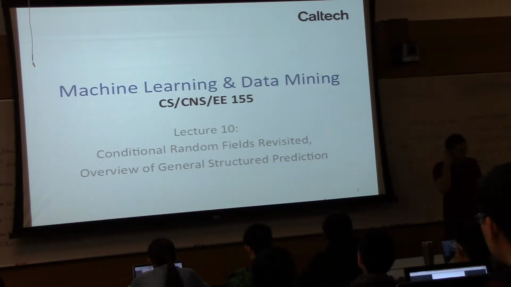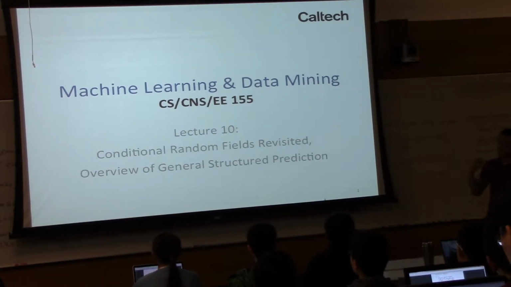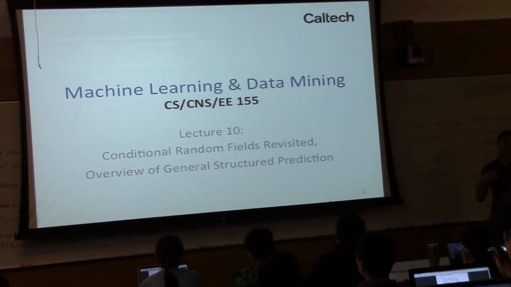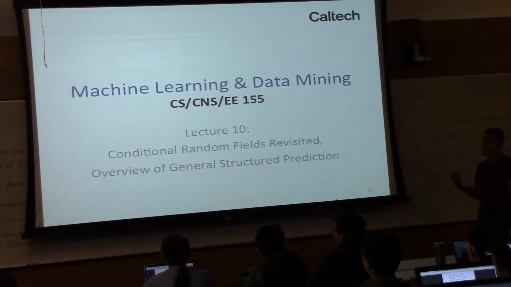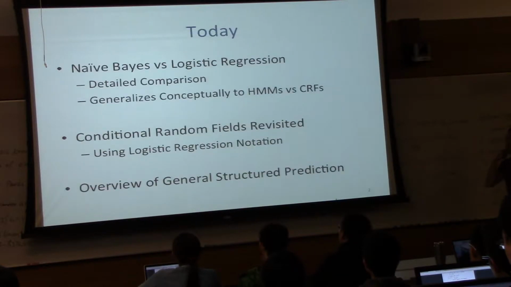So today we'll look at conditional random fields again, using a different set of notations, one that I think is easier to think about when you think about implementing things in more general form, and then I'll provide a brief overview of general structure prediction.